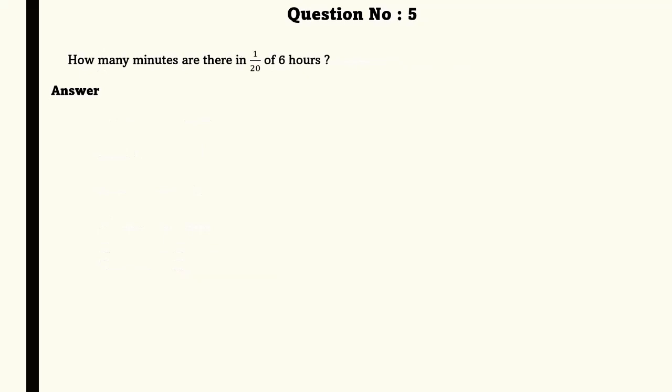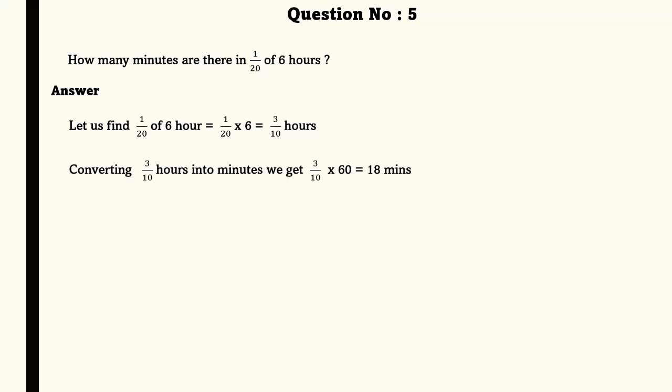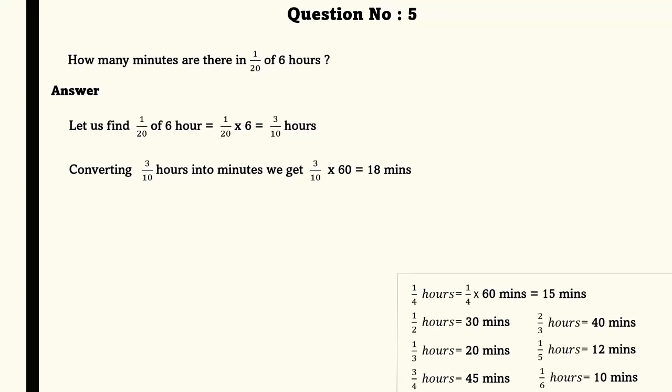Question 5. How many minutes are there in 1 by 20 of 6 hours? Let us find 1 by 20 of 6 hours, which is equal to 3 by 10 hours. Converting 3 by 10 hours into minutes, we get 18 minutes. As we can see, there's a table at the bottom of our screen. Please make sure that you remember this table. So if you keep this table in mind, you can make sure that you finish your paper in no time.